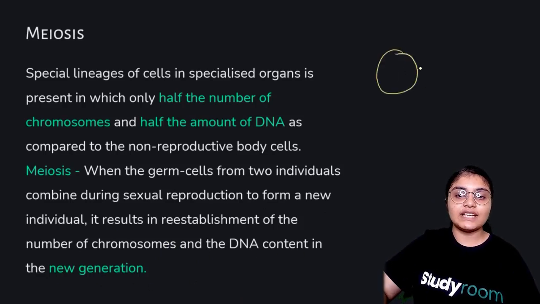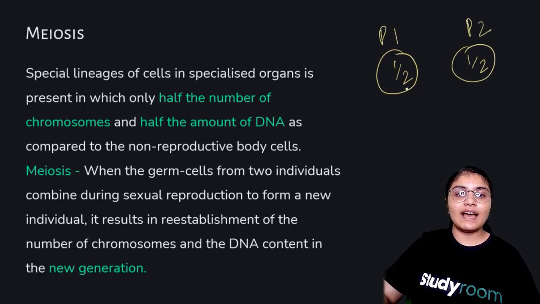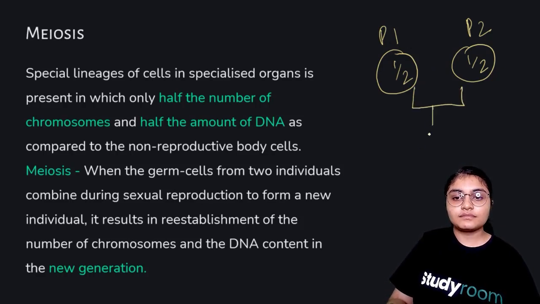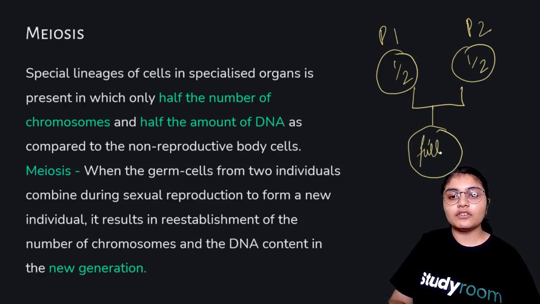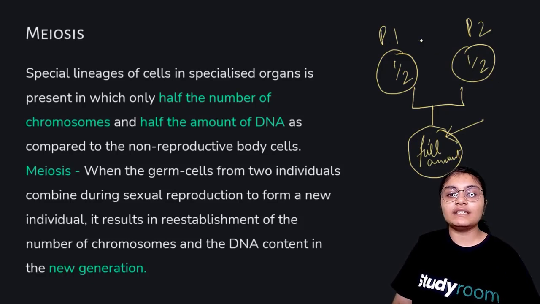Now, if you see a cell which has half the number of chromosomes, these are the parent 1 and parent 2. So this has half the number of chromosomes and half the amount of DNA. And when these two combine, they form a new individual which has the full amount of DNA and the full number of chromosomes. So this individual will have characteristics or variations that have been accumulated in both the parents, and they'll be inherited from both of them, and hence the individual will be entirely new, and it will have new variants in its DNA, right?